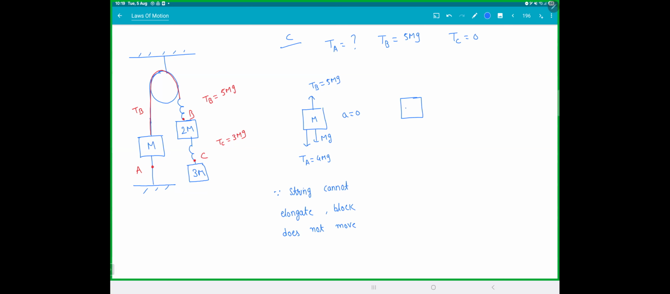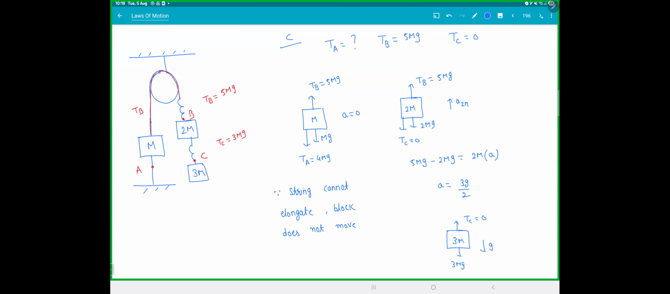So if you take B's FBD, this will be 5 mg. This will be 2 mg. TC has become 0. This is the acceleration of 2m. 5 mg minus 2 mg is equal to 2 ma. A will be 3g by 2. This guy goes up with 3g by 2. And for 3m, TC has become 0, so you will just fall with g.